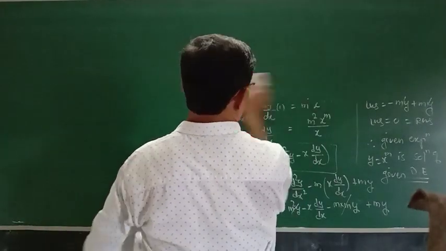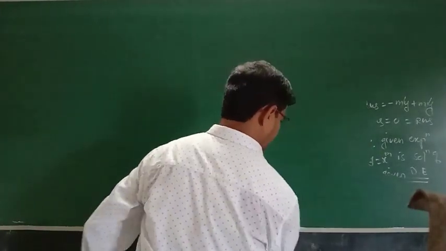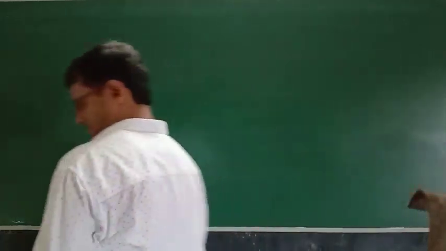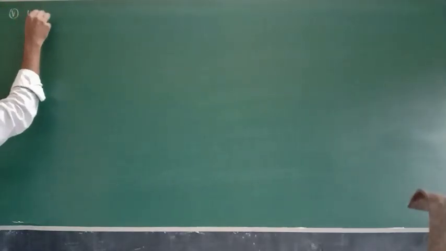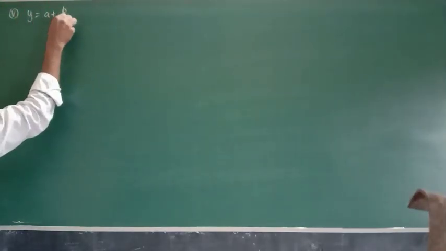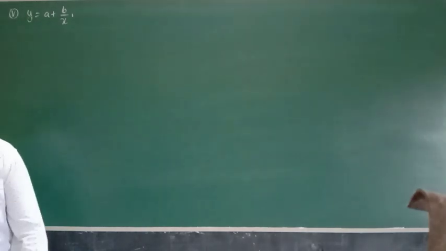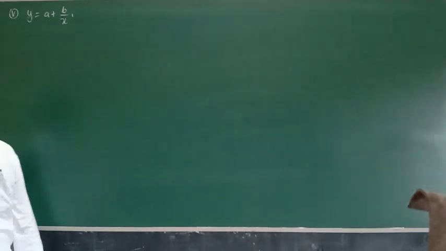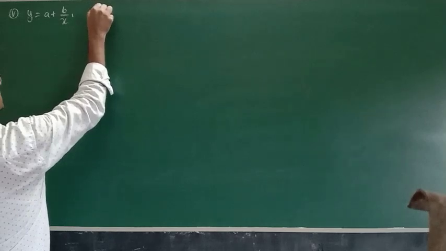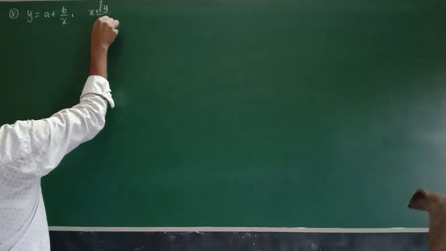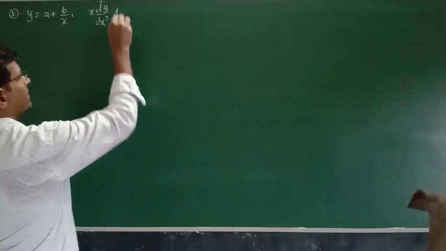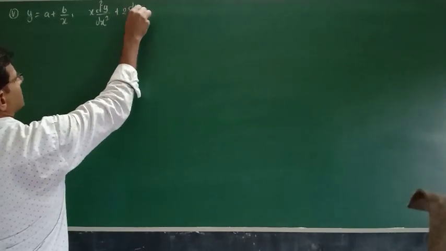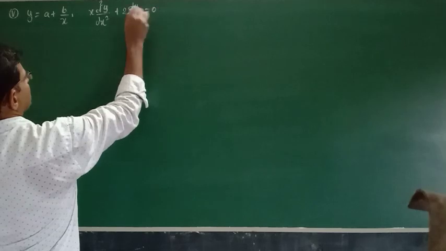Number 5. Example 5: y is equal to a plus b upon x, and the differential equation is x d2y by dx square plus 2 dy by dx is equal to 0.